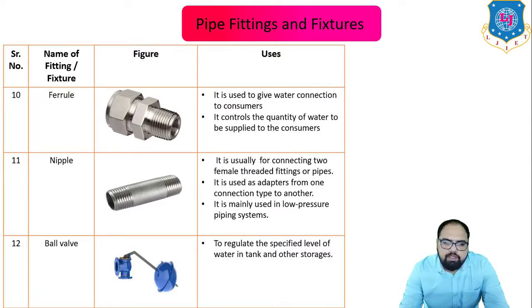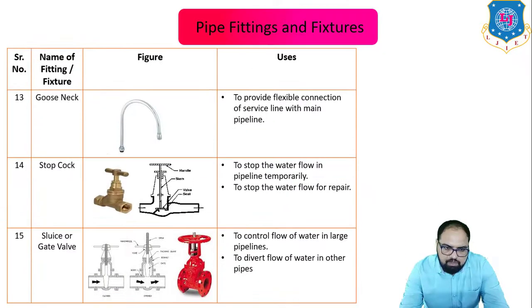The 12th one is the ball valve. So from the name valve we can easily understand it is used to regulate the flow of water. So ball valve is used to regulate the specified level of the water in tank and other storages. The 13th one is the gooseneck. So it is used to provide flexible connection of the service line with the main pipeline. We have seen this type of gooseneck in our home at geyser connection.